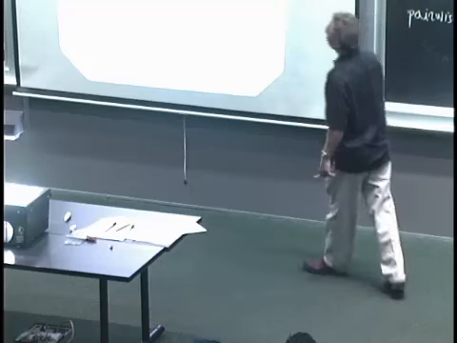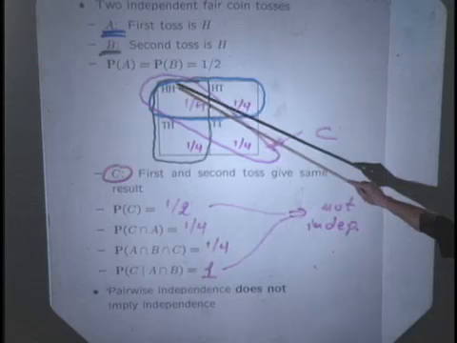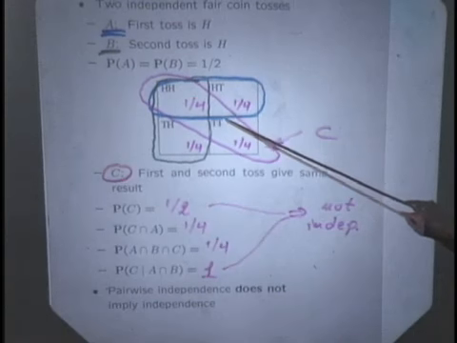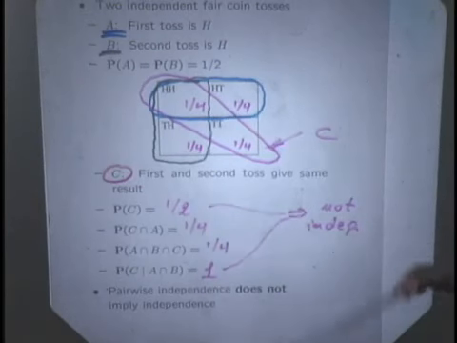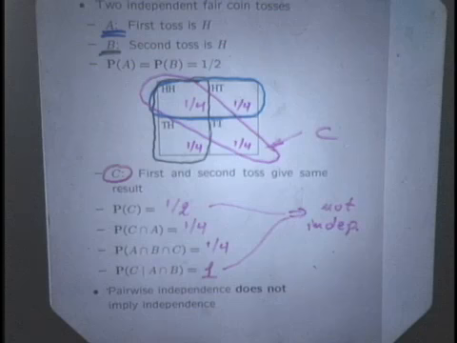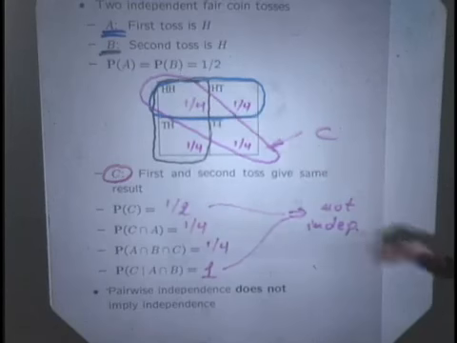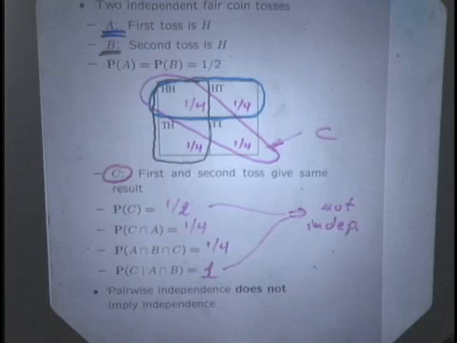To put it the opposite way, if I tell you that the two results were the same, so it's either heads, heads, or tails, tails, what does that tell you about the first toss? Is it heads or is it tails? Well, it doesn't tell you anything. It could be either of the two, so the probability of heads in the first toss is equal to 1/2, and telling you that C occurred does not change anything.